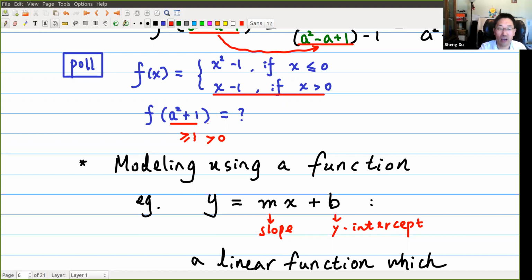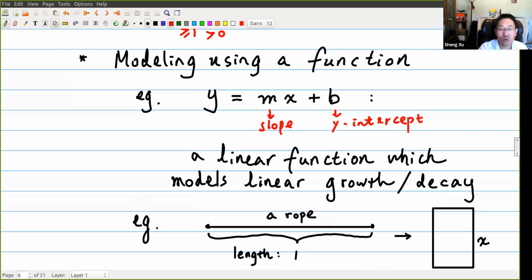So f of a squared plus one, use this piece. Remember, this x is a placeholder. Now my x is equal to a squared plus one. So you just replace this placeholder by a squared plus one, then minus one. So the answer should be a squared. Is that clear? I think that's all I want to say about evaluating a function. Very simple.